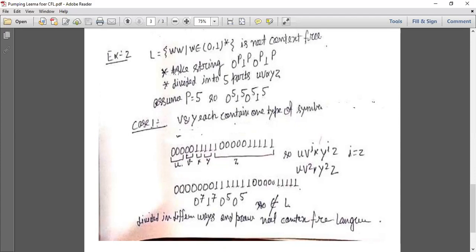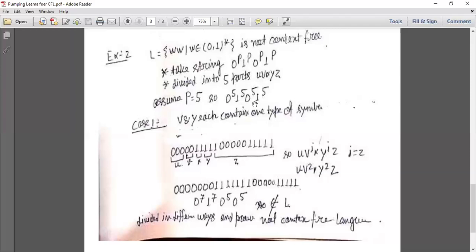So on the basis of these assumptions, take a string 0 to the power p, 1 to the power p, 0 to the power p, 1 to the power p. This is a mirror image, right? This w is 0 to the power p, 1 to the power p. So again this w is 0 to the power p, 1 to the power p. Now divide into 5 parts uvxyz, and assume the pumping length is 5. So the string is 0 to the power 5, 1 to the power 5, 0 to the power 5, 1 to the power 5.